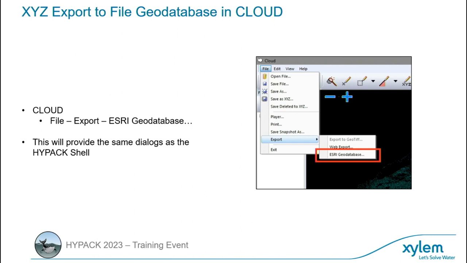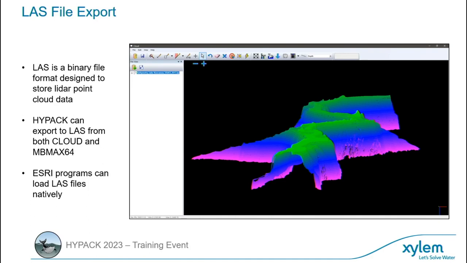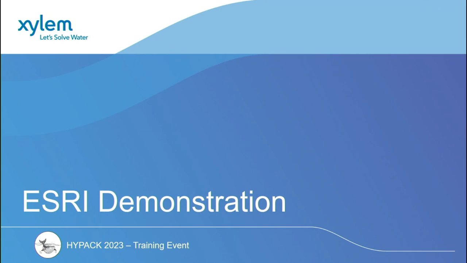So, okay. And then the last format that we can export is LAS files, and Esri can very easily take in LAS files. It's a binary file format designed to store LiDAR point cloud data. And we can export to LAS from cloud and MBMax64. And Esri programs can load those files natively. So for me, that's pretty much it. I'm sorry, that's pretty short, but that's what we have for exported data.